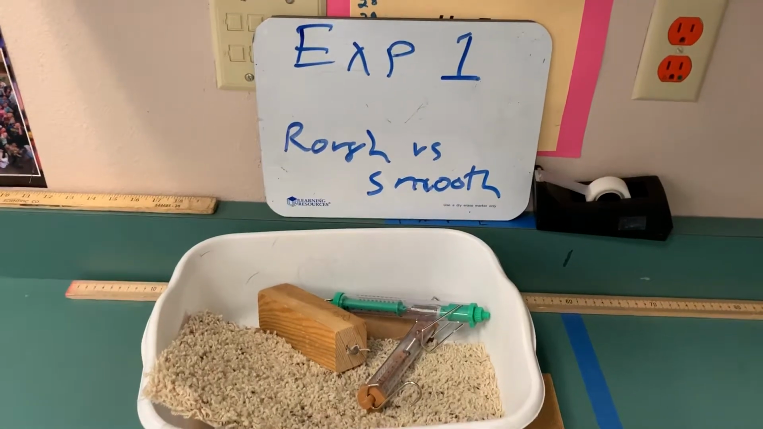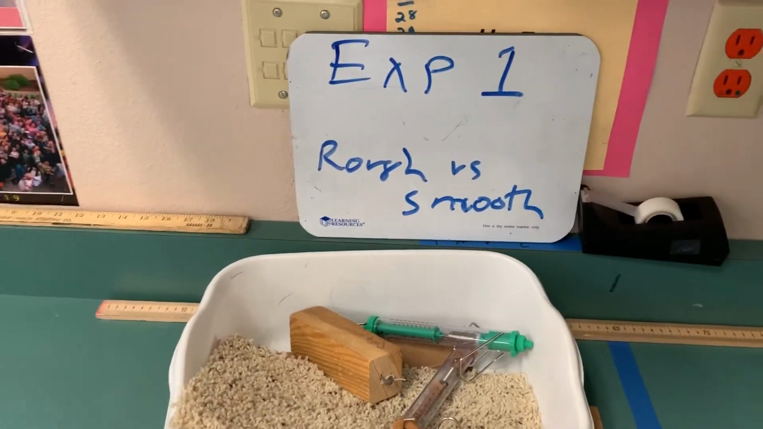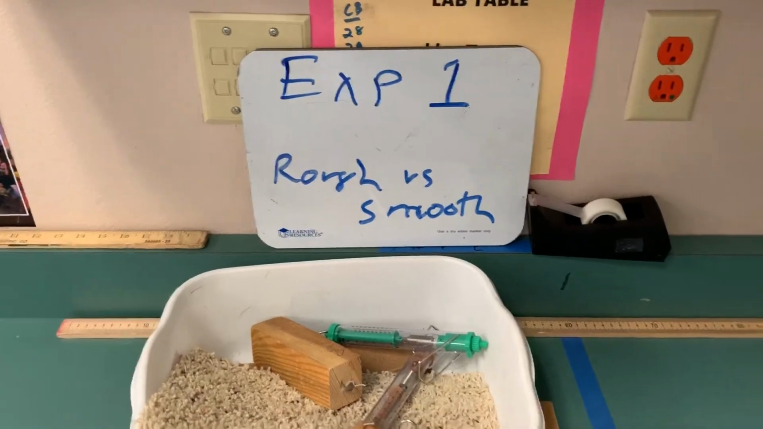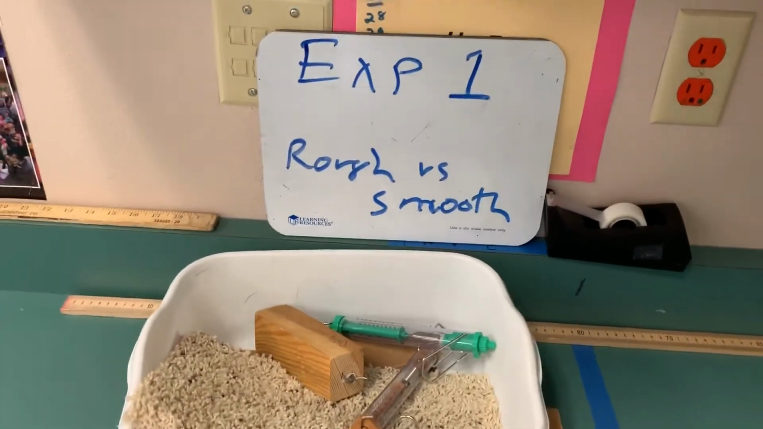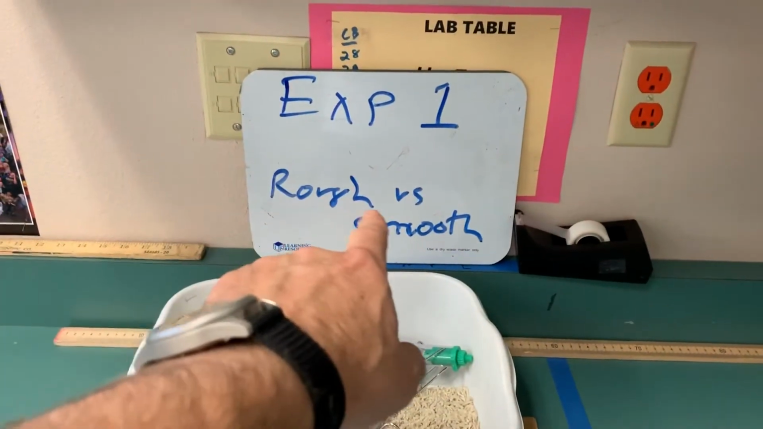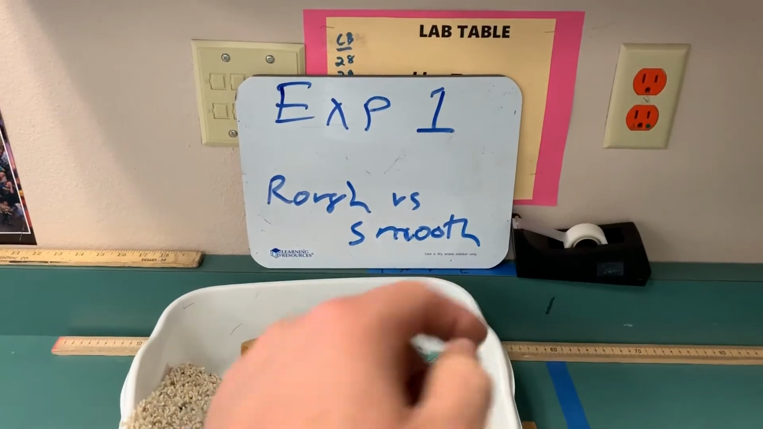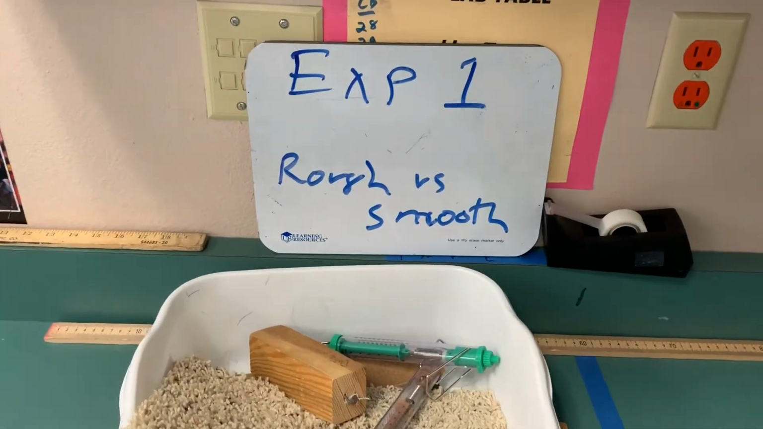Okay, here's your job today, guys. You're gonna do 5 different experiments. I'm just gonna briefly go over what you're gonna do for each one. Experiment 1, you're gonna create a rough surface and a very smooth surface, and you're gonna try to find out the difference in friction between the two.